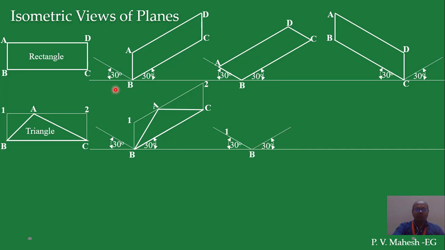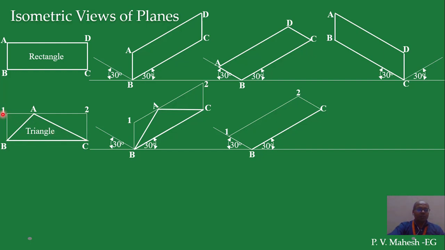First you draw B1 widthwise and then you draw BC. This line and this line are making 30 degrees with the reference line. So BC and 1, 2 are making 30 degrees with the reference line, and then you join C2. Then this is the top view of the box which is enclosing this triangle.